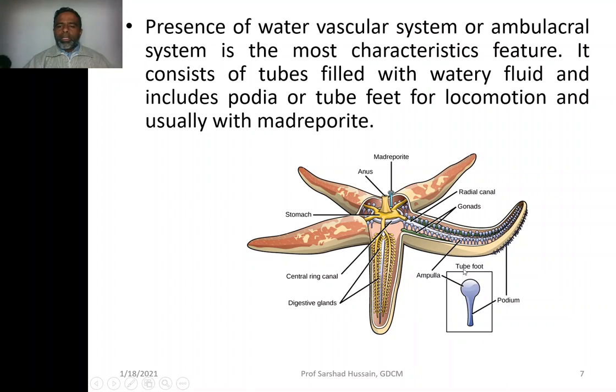These tube feet, the podia, are meant for locomotion, and they usually have a madreporite. Madreporite is the opening of the water vascular system to the outside, along the side of the anus.